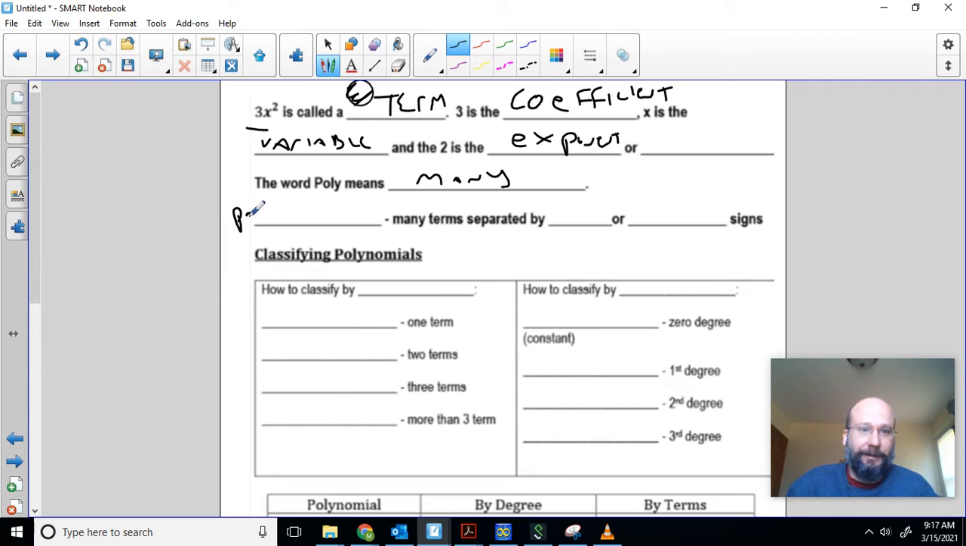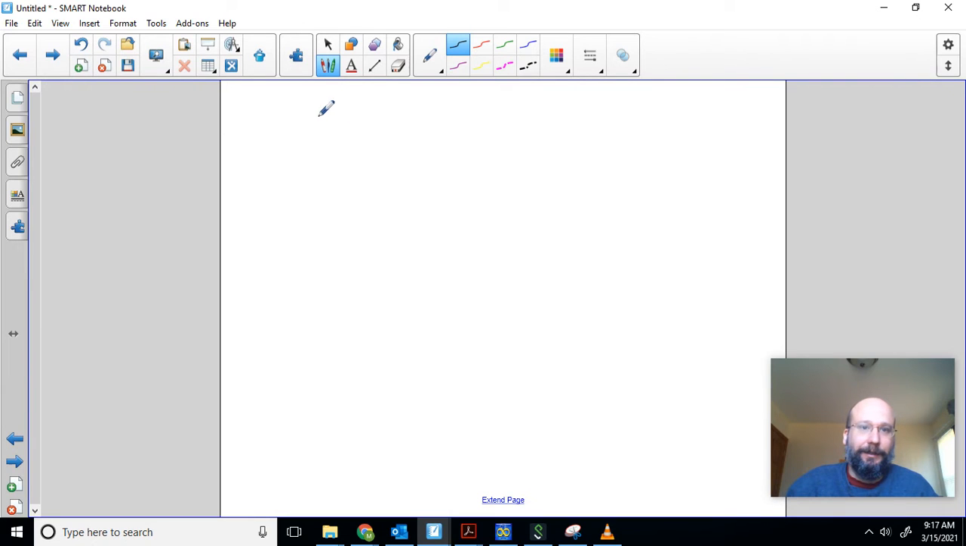The word poly as a prefix means many. And polynomial, what I've been talking about, is many terms separated by a plus or a minus sign. So a term could be just a number. It could be a variable. It could be a variable with an exponent. It could be a bunch of things. So these are all one term.